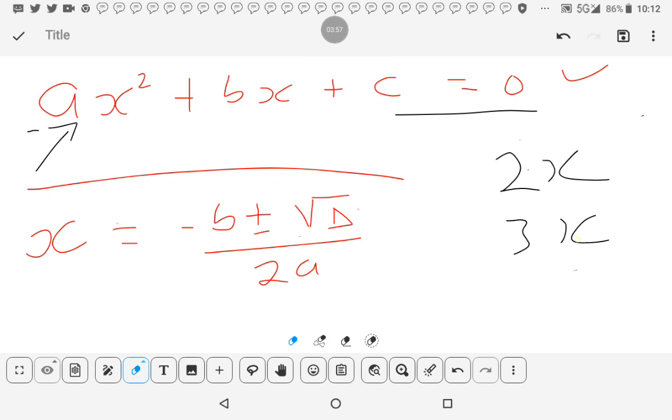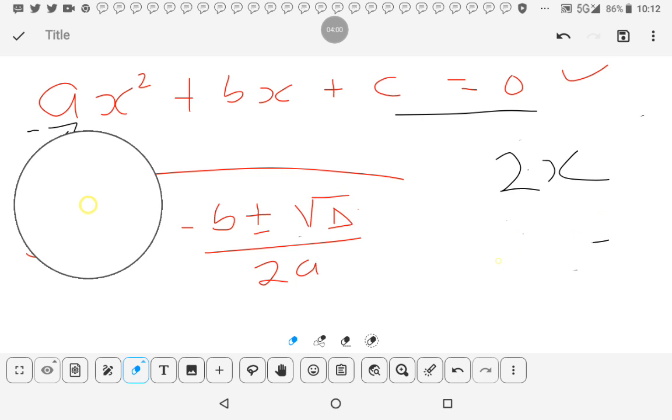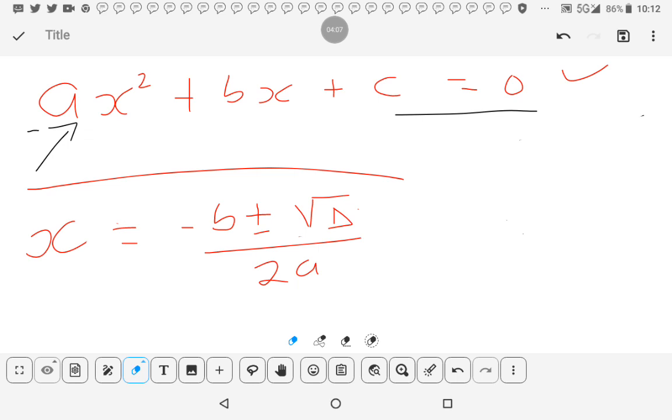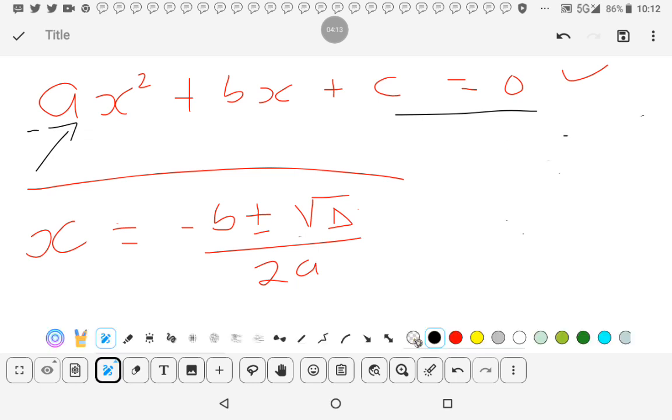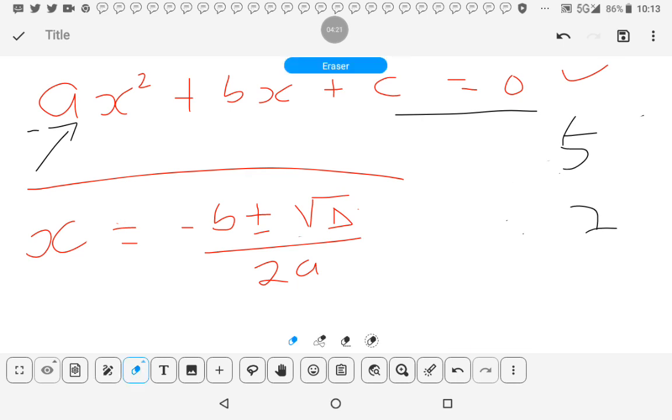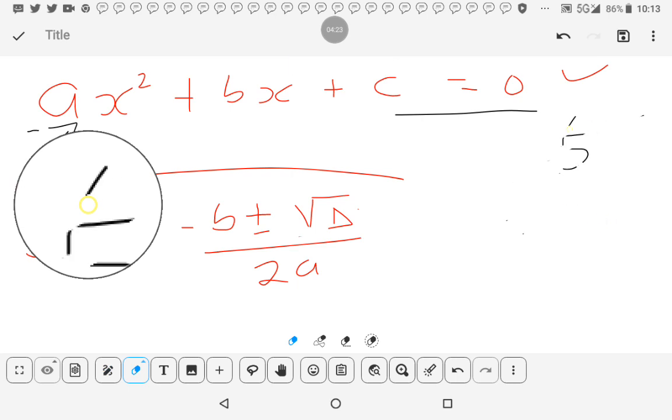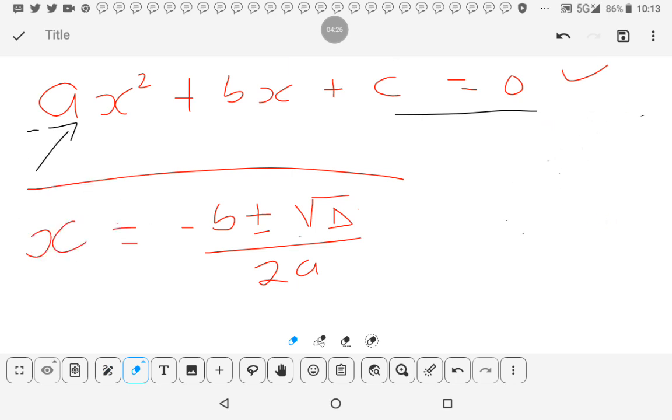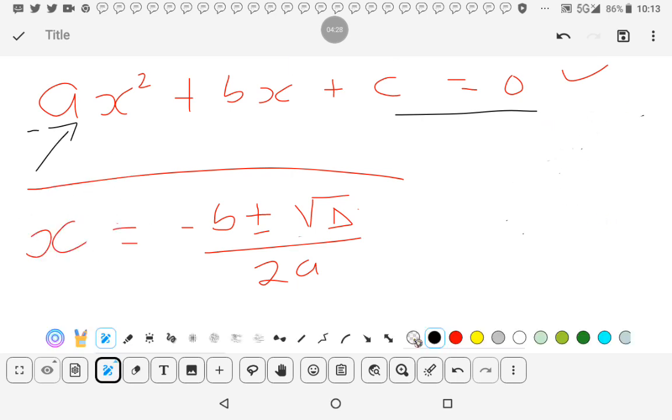Then c is a constant. What do you mean by a constant? A constant is a number that is not attached to a variable. It's a number that is not multiplied with a variable. For instance, if I have only 5, 5 is a constant. If I have only 7, 7 is a constant. So we have explained a, and then we have explained b. Then what about d?